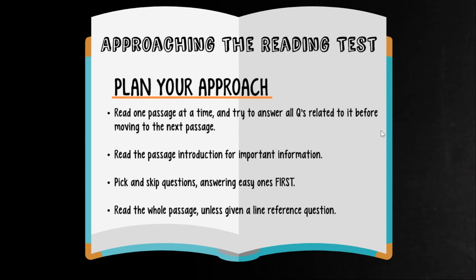All right, approaching the reading test. Plan your approach. Read one passage at a time. Try to answer all questions related to it before moving to the next passage. Read the passage introduction for more important information. Pick and skip questions, answering easy ones first. Read the whole passage unless given a line reference question.